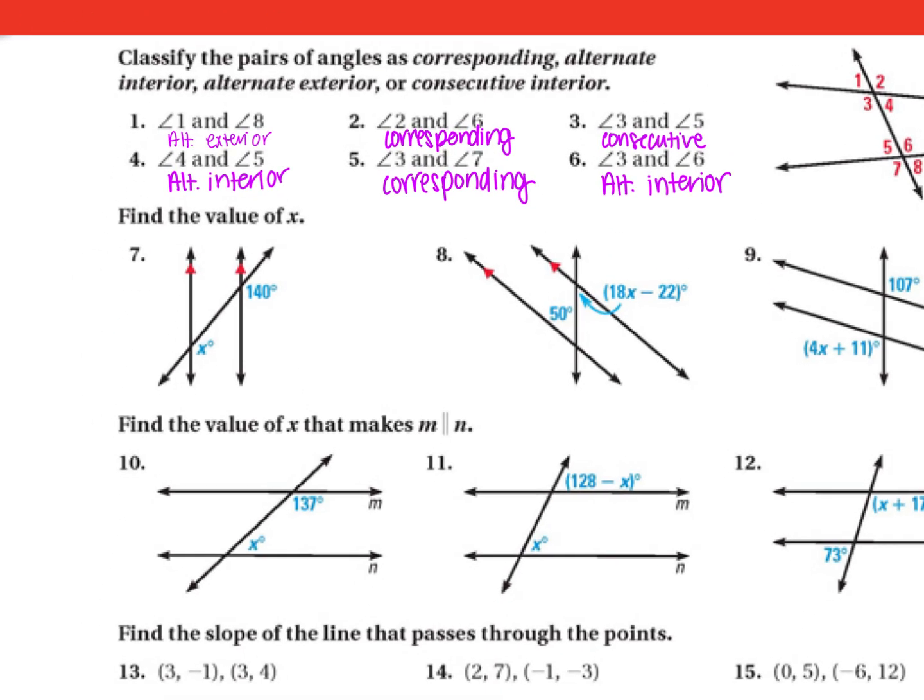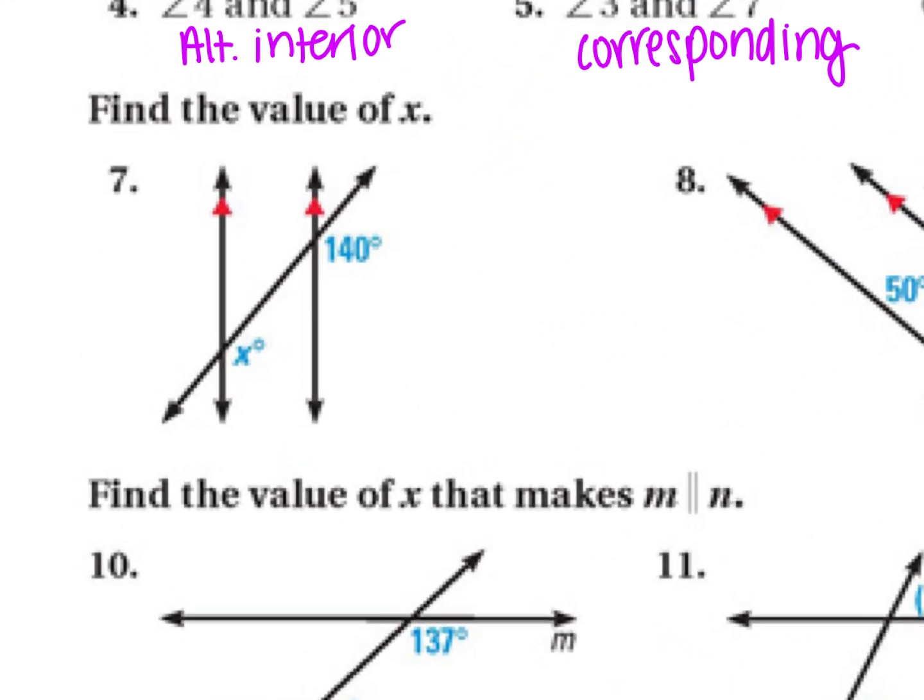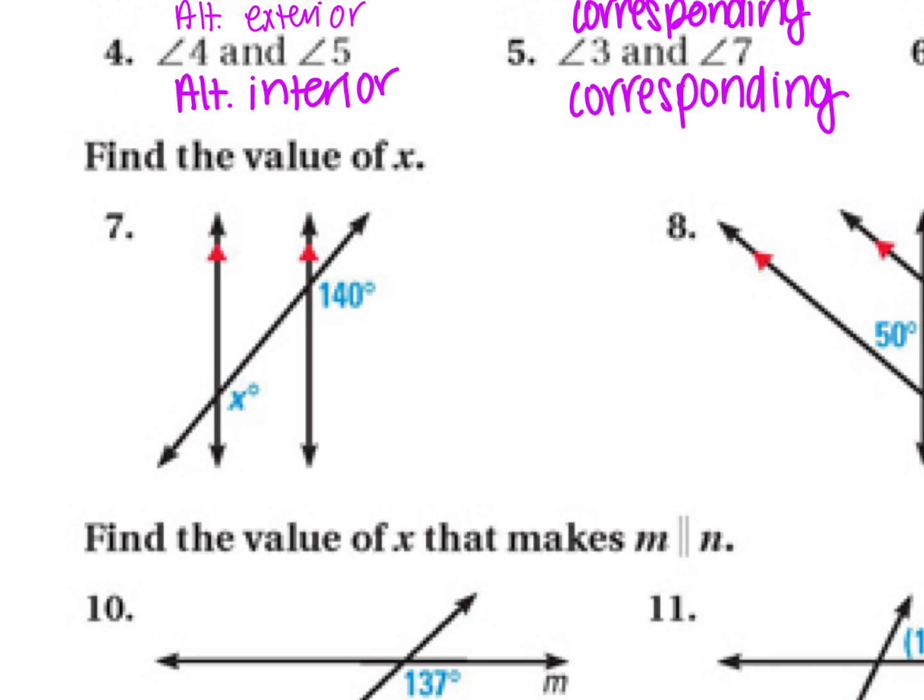Alright, looking at the next ones, find the value of x. These angles are corresponding angles. And we need to know that corresponding angles are congruent, so x equals 140. Did not ask me to add all that information, but we need to know it, so I'd rather you guys have it on your review.